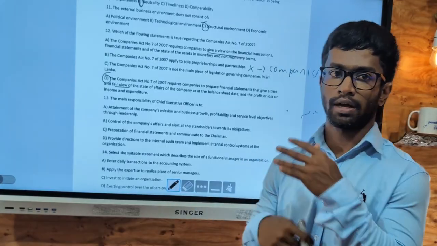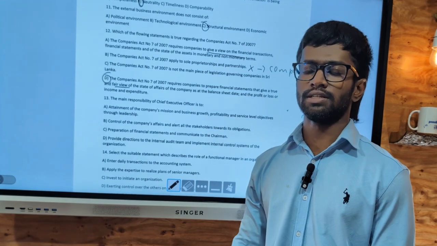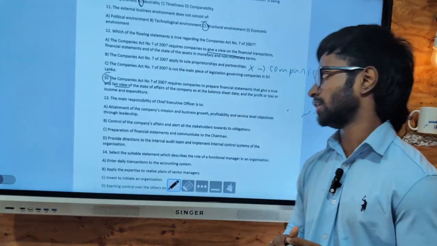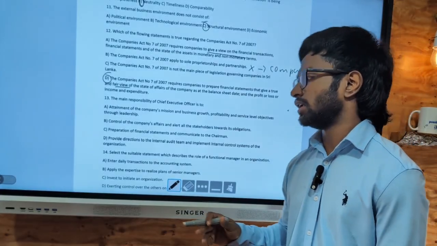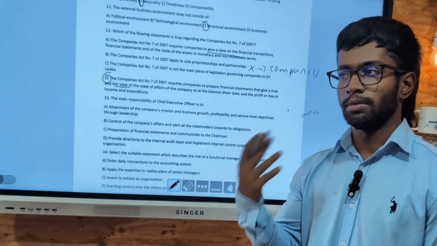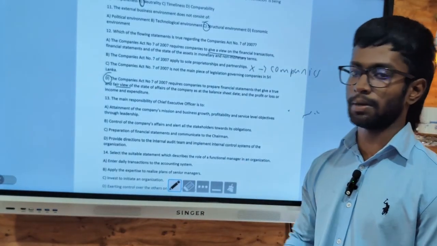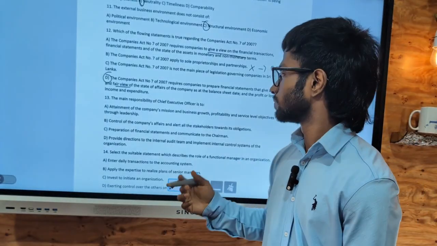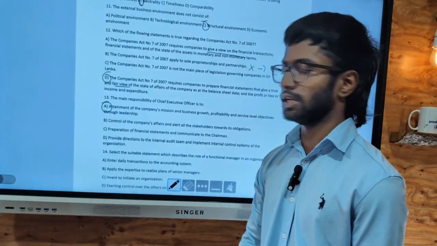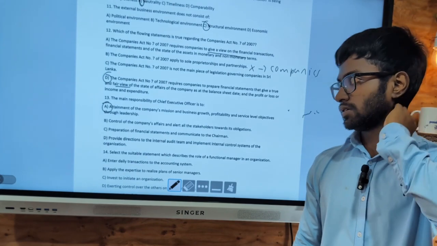So I hope you remember I explained the hierarchy. On top, we have the board of directors. They appoint a CEO to run the organization and activities. So his main activity is that he has to attain. Now, normally when you're running, you run with a mission, a vision. So he is on the top. His main purpose is to attain that mission and the profitability and service level objectives through his leadership. So here the main responsibility should be answer number 8.